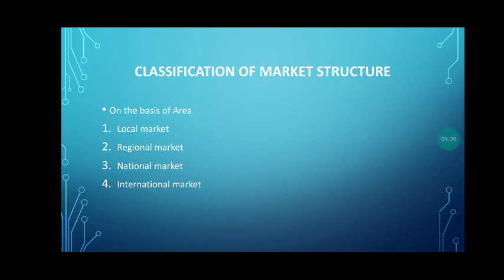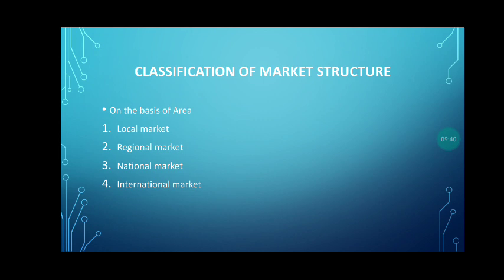The next one is international market. Whenever we are talking about the international market, of course it is the widest market in terms of the classification on the basis of area. International market is a market which involves buyers and sellers from different countries. The boundary of the international market is the world. It considers the whole world as a single market.